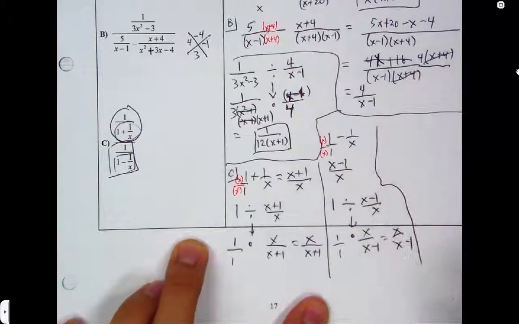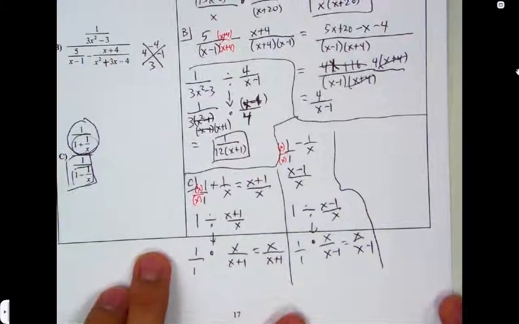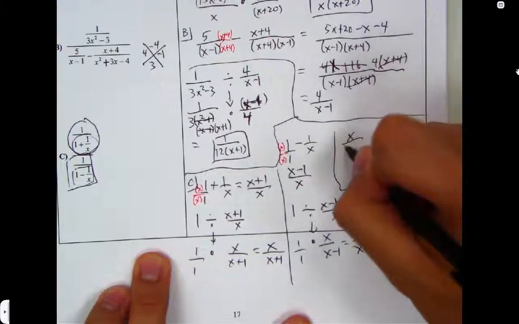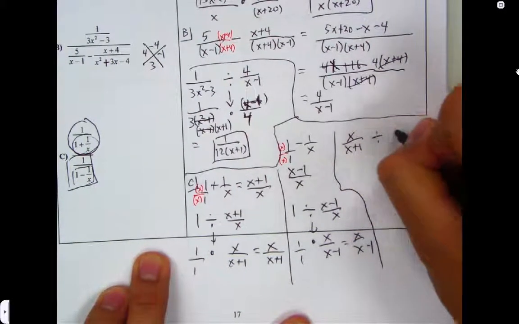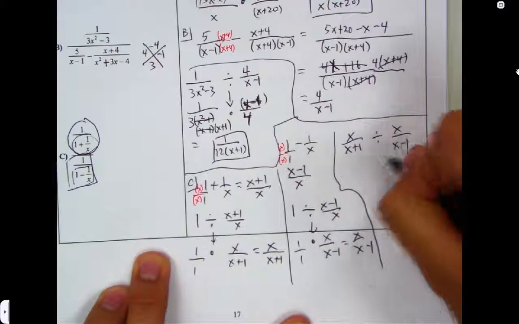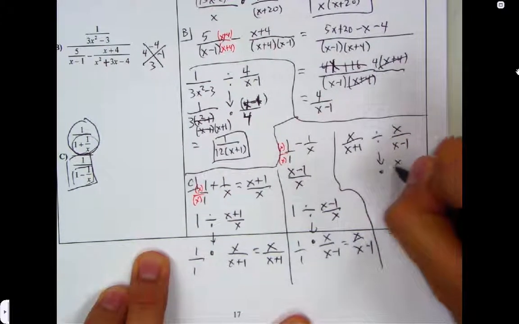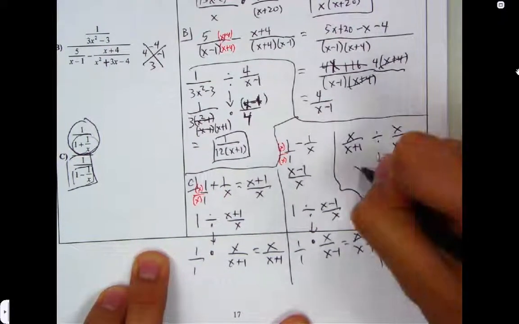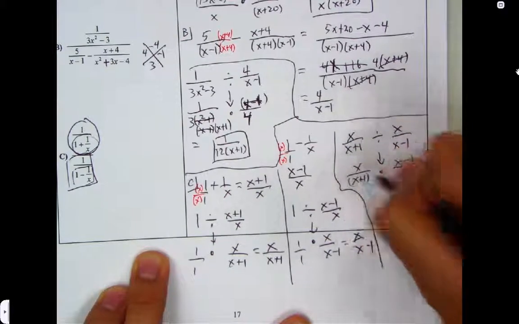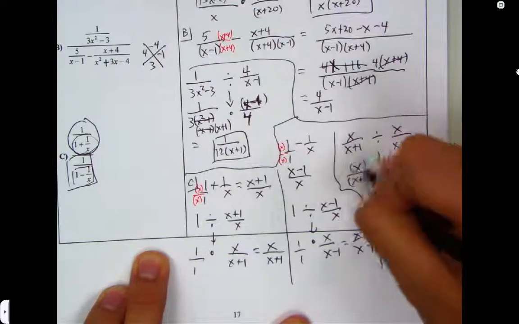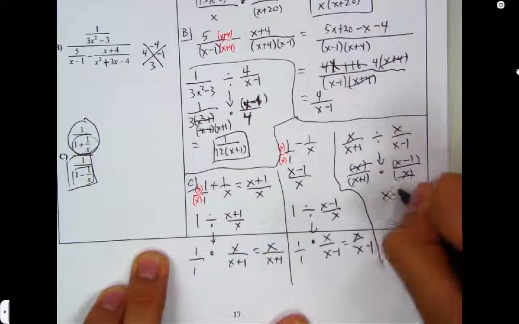Now we're going to write what we have on top. x over x plus 1 divided by x over x minus 1. Divide means multiply by the reciprocal. And any of the same factors? The x's cross out and you have x minus 1 over x plus 1.